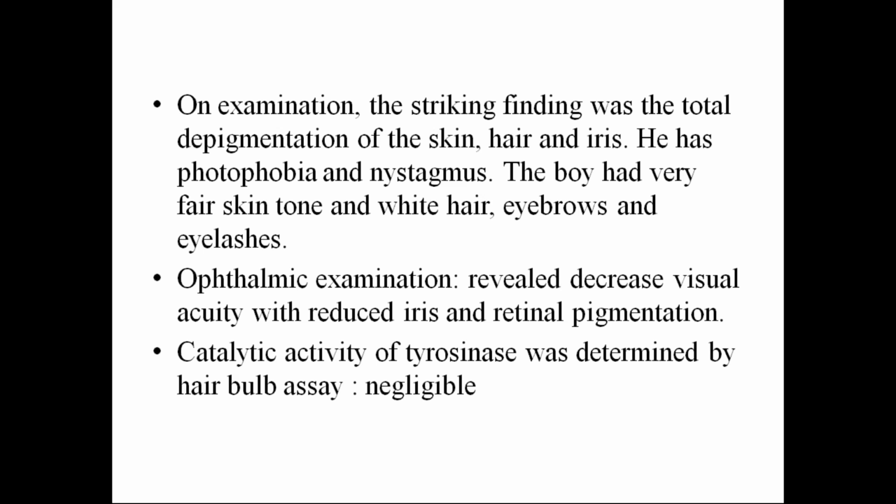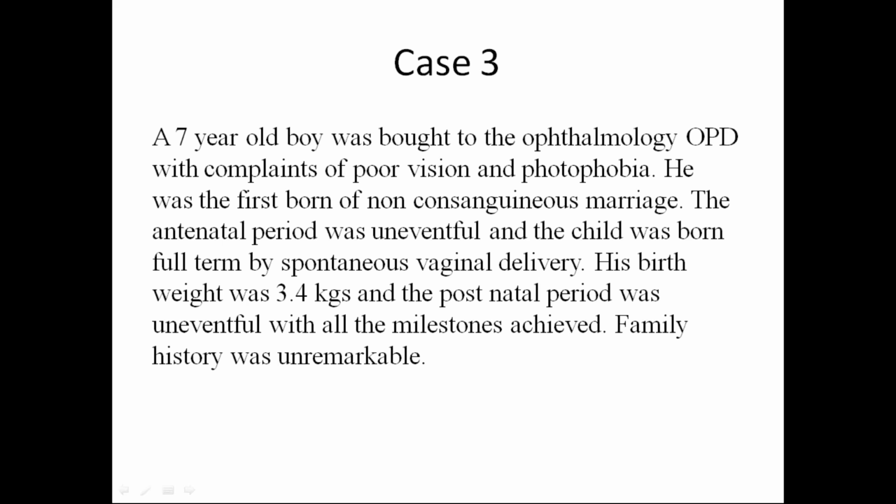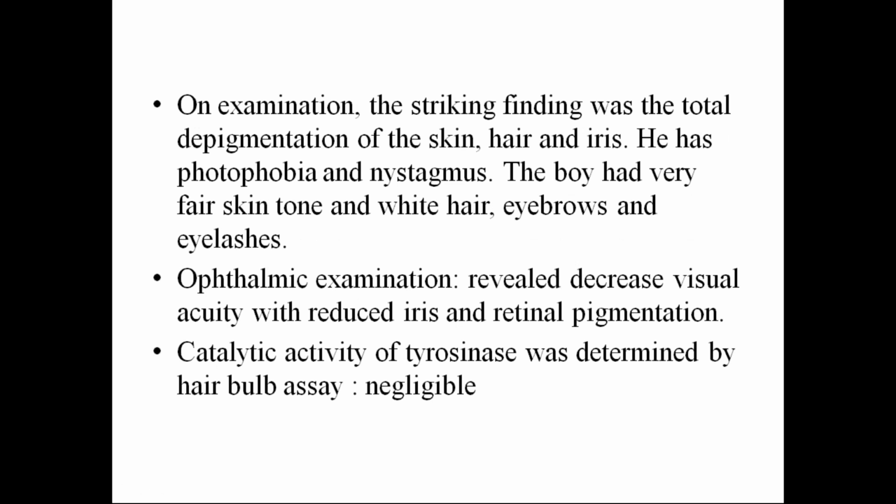On ophthalmic examination, there is decrease in the visual acuity with the reduced iris and retinal pigmentation. There is decrease in the pigmentation of the retina and the iris. Okay, this is also an important finding here. So, a boy came with the complaint of poor vision and photophobia, and on examination, there's depigmentation of the skin and the iris, along with the fair skin tone, white hair, eyebrows, and eyelashes. These are all characteristic findings.